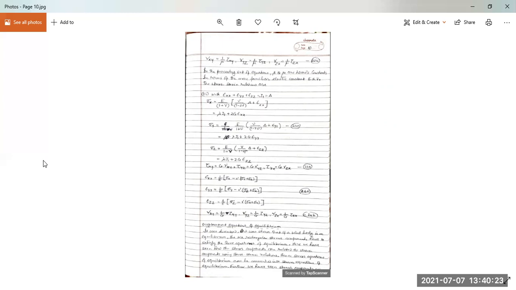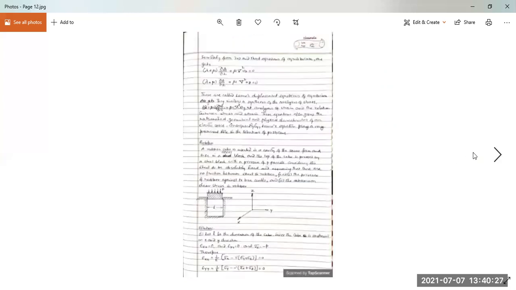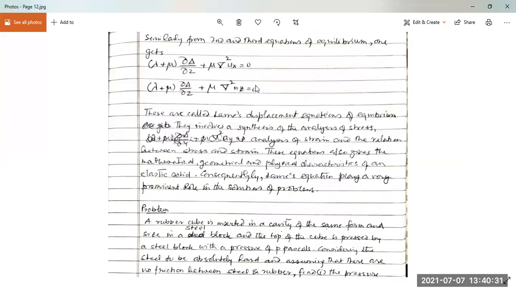So that will become d lambda by dy, and mu into lambda squared into uy equal to 0. And lambda plus d lambda by dz, mu lambda squared plus nz, uz, not nz, it looks like n, but it's a u. Uz is equal to 0. These are called Lame's displacement equations of equilibrium.